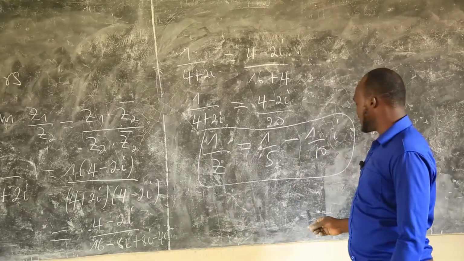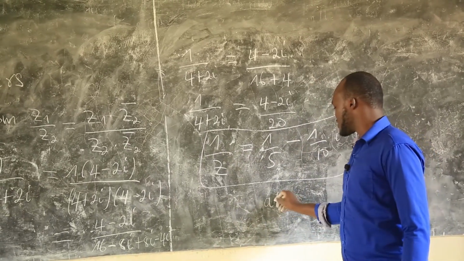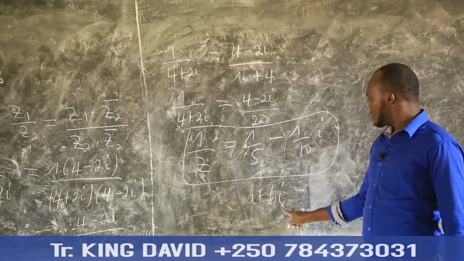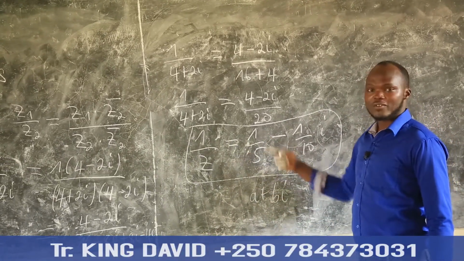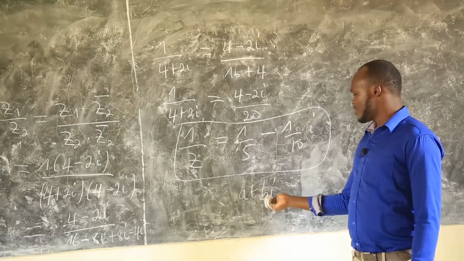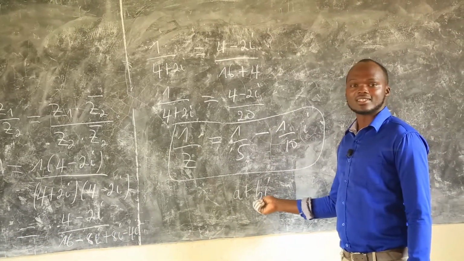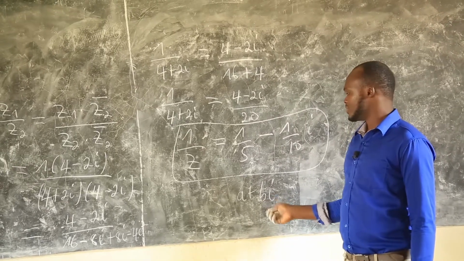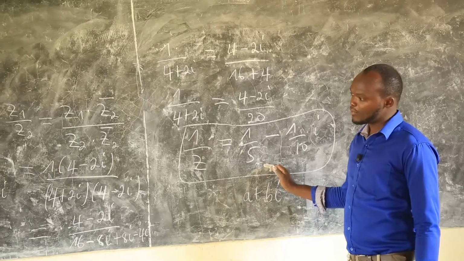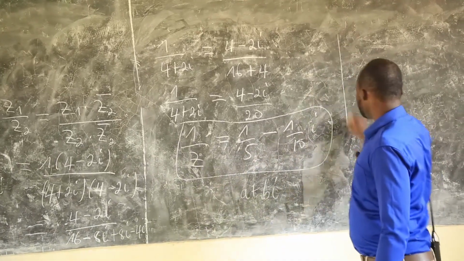Because as you can see, it is written in the form of a plus what? It is written in the form of a + bi. Because our a now is 1 over 5. Our b now is -1 over 10. This form is algebraic form. So this is the final answer because it is written in algebraic form. So let's go to number 4.